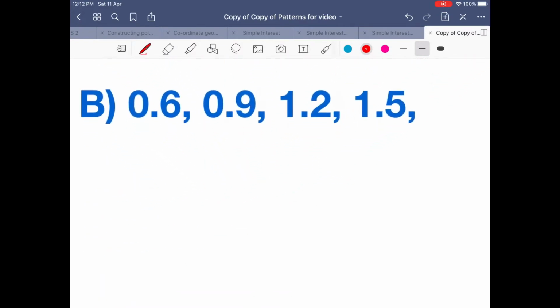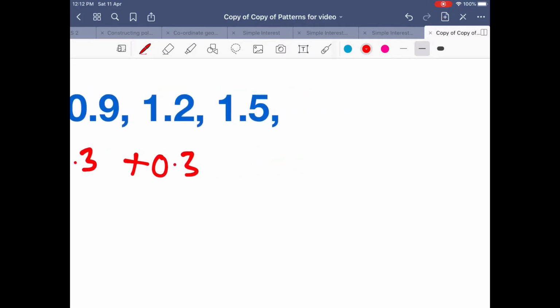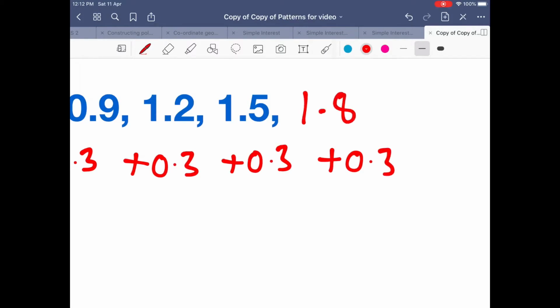Next we have a decimal pattern. So we are starting with 0.6 and we go to 0.9, that's plus 0.3. Then we are going on to 1.2, again that's plus 0.3. 0.9 plus 0.3 will give me 1.2. Similarly, 1.2 plus 0.3 will give me 1.5, and 1.5 plus 0.3 will give me 1.8.